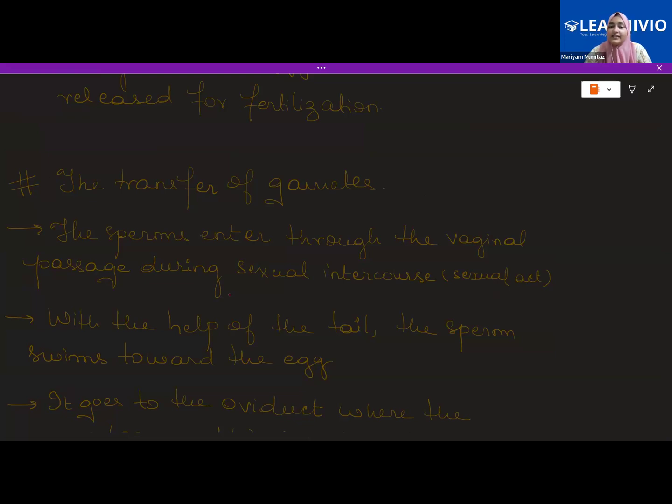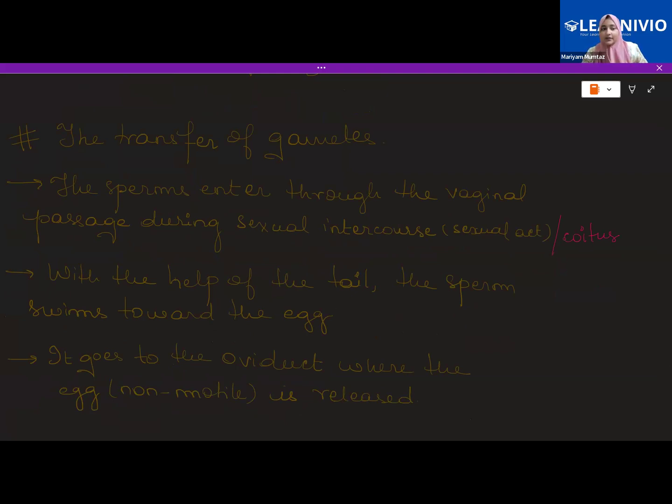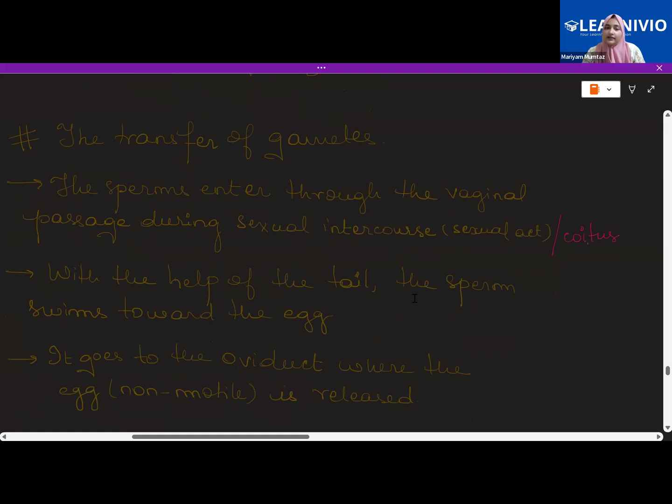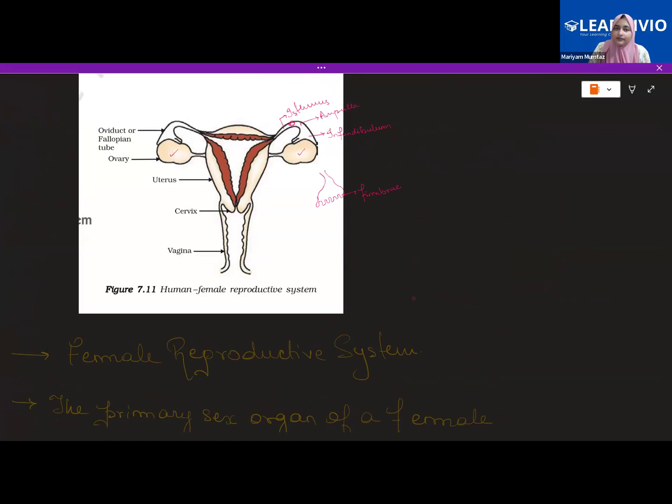So the sperm enter into the vaginal passage during sexual intercourse, which is also called the sexual act, also called coitus. During this, the sperms from the male's reproductive system get released into the female's vaginal passage. Now, you know that the sperm has a tail and it has a fluid in which it can swim. So with the help of that tail, the sperm swims towards the egg. The egg is going to stay here only. The egg is not going to go anywhere.